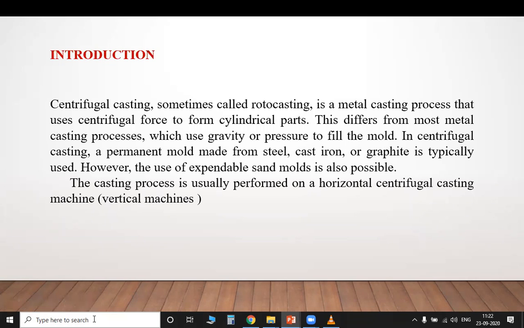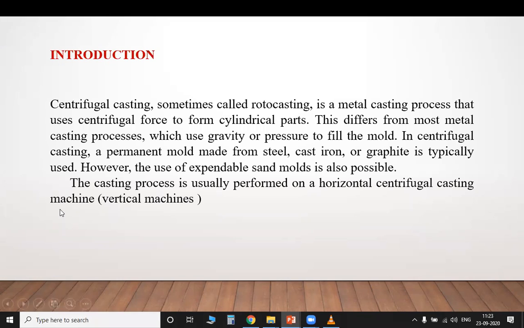In centrifugal casting also, whatever permanent mold you take, it has to be sprayed. The permanent mold is made of steel, cast iron, or graphite. Here it is mainly used for cylindrical parts. Centrifugal casting is mostly used in big industries, when round-shaped pieces are to be made.